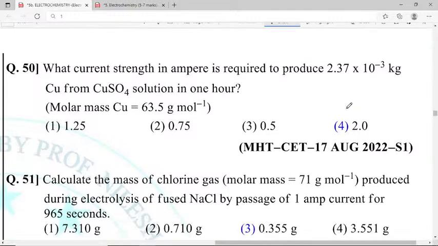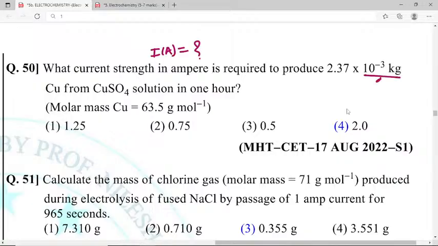What current strength in ampere is required to produce 2.37 gram of copper from copper sulfate in 1 hour? We have to calculate the current in ampere. So t is equal to 1 into 60 into 60 seconds. Molar mass is given. So what is the formula? Mass of copper deposited is equal to current in ampere into time in seconds.